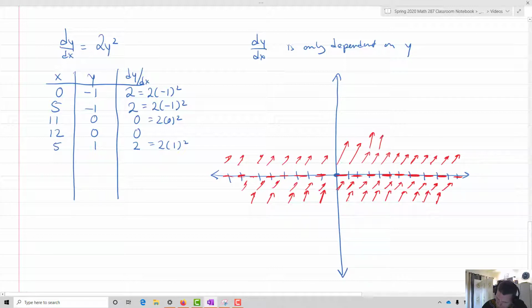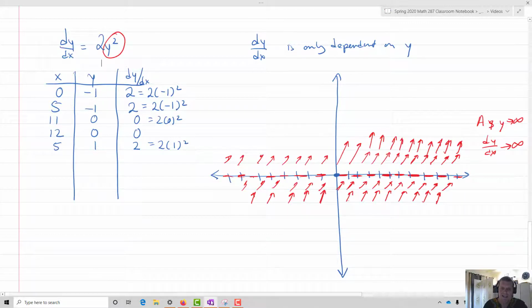But as I increase y, there's another thing that we can see in terms of behavior. As I increase y, I get an increase in dy/dx. So as y goes to infinity, dy/dx is also going to go to infinity. And it's in fact going to go really fast because we have the y squared term. So we can imagine that our solution curves are going to follow that particular scale.